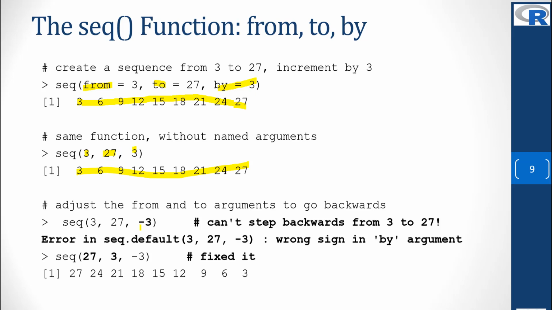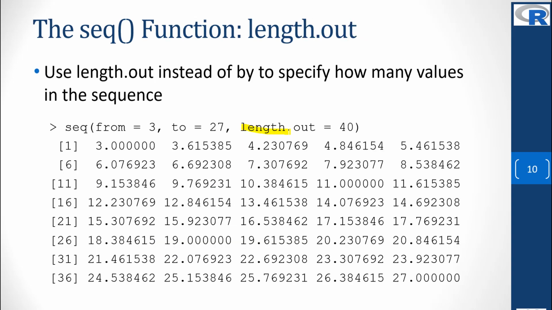And then there's the ability to step backwards with a negative step value. Now for this we have to modify the from and to arguments because we can't go backwards from 3 and get to 27, so we have to switch it, and we're starting at 27 and working backwards till 3 with a negative 3 step value. We also have this length.out argument, which is very useful here. We're specifying a starting value of 3, an ending value of 27, but we're not going to go with a standard increment of 1 or any step value at all for that matter. We're specifying the number of values in the range. So starting from 3 and going to 27, we want to have 40 values in that range.